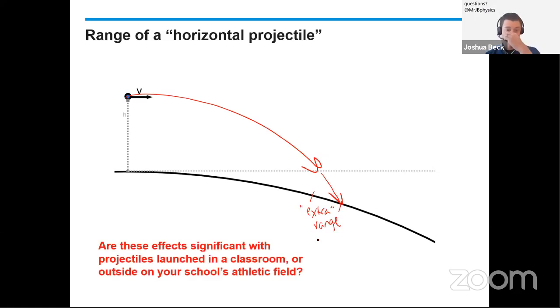Now, are these effects significant for projectiles launched in your classroom? No, please don't talk about the curvature of the Earth when you are analyzing just a normal projectile. A cart flies off a table, a ball goes down a ramp and comes off a table, a tennis ball is hit off a racket, something shot off of a cannon. None of these things are going to be affected by the curvature of the Earth. We are talking about heights that are significantly above the surface. So now we're basically talking about projectiles that are being launched in space.